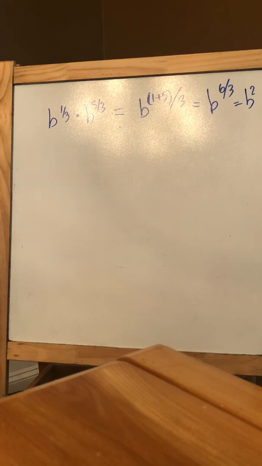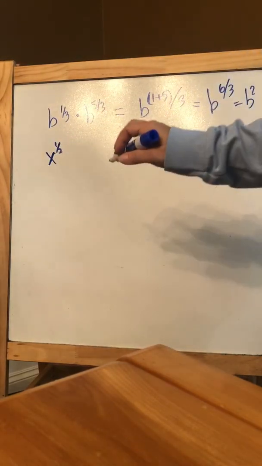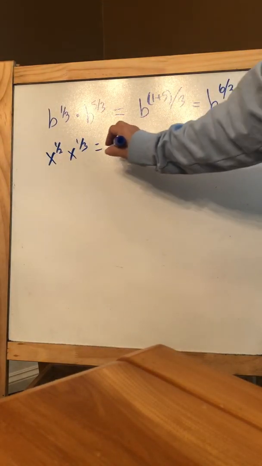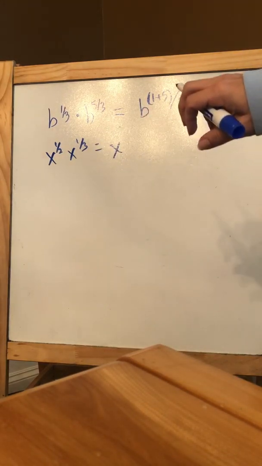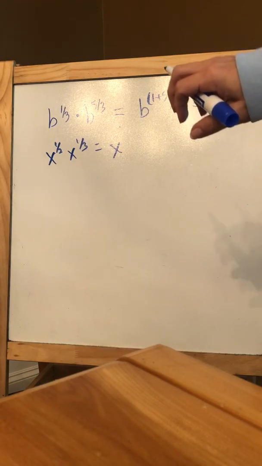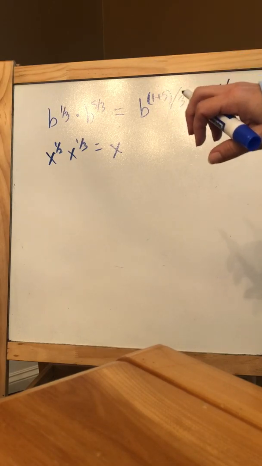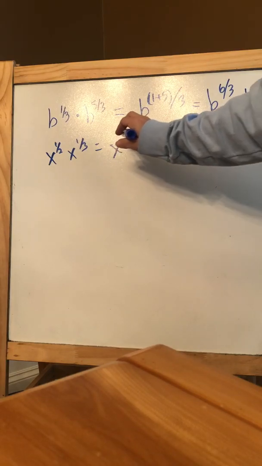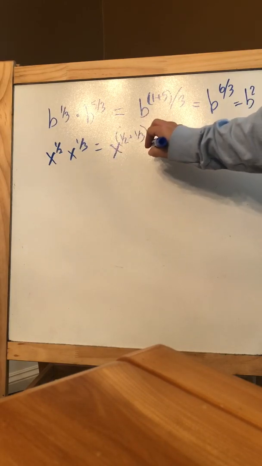Okay, let's look at the next one. All right, the next one is x to the 1/2 times x to the 1/3. Before we rewrite it, look, they do not have common denominators here, do they? So we need to change it so that they do. So we have x to the 1/2 plus 1/3 here. No common denominators. Let's change that.